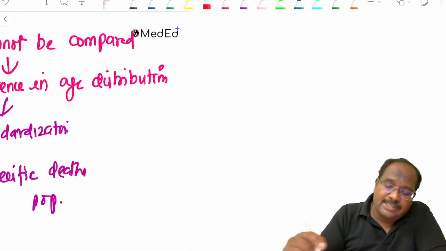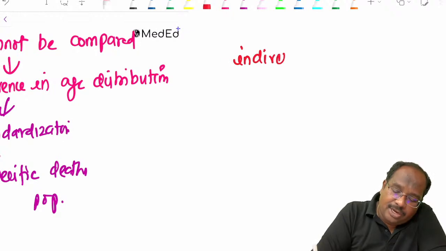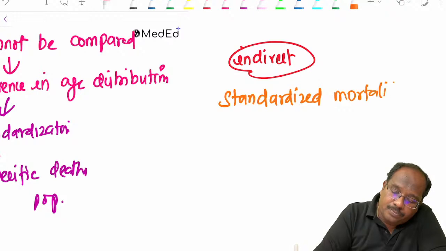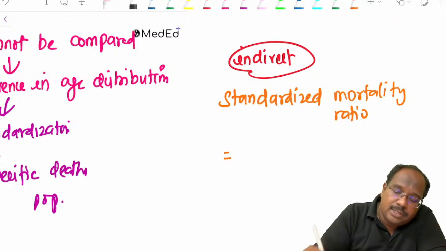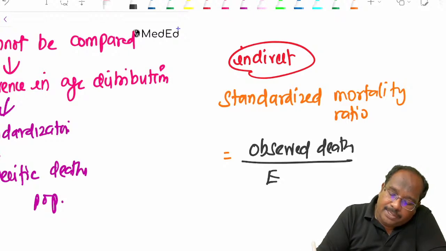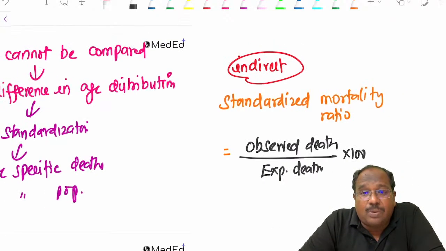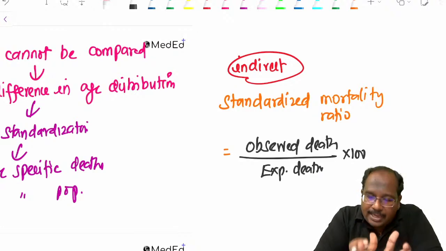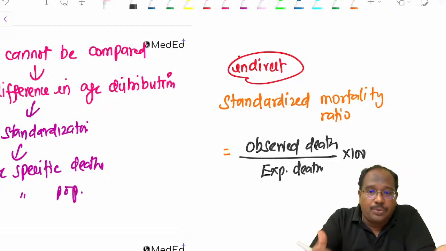We also have indirect standardization. In the indirect method, we calculate the SMR, the standardized mortality ratio, in any population. The formula is observed deaths divided by expected deaths. So this we call indirect standardization. But the question is about direct standardization: whatever age-wise population and deaths we have, we apply them to the standard population and do the calculation based on that.